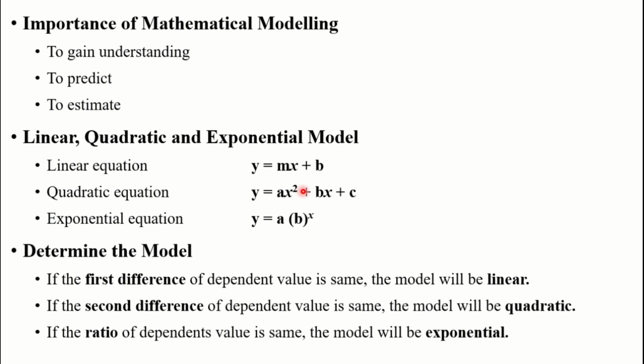Then, if we are given data, how can we predict which type of model is suitable for that data? See, if the first difference of the dependent value is the same, the model will be linear. If the second difference of the dependent value is the same, the model will be quadratic. Third, if the ratio of the dependent value is the same, the model will be exponential. We are going to see this in an actual example in the next slide.